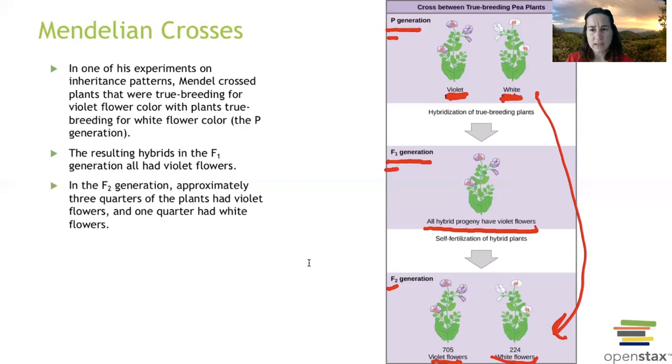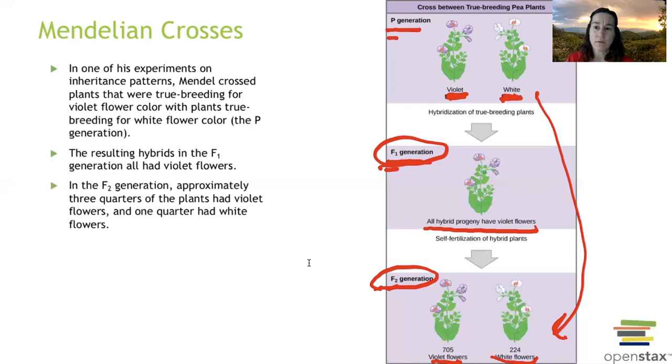So what does that tell us? That tells us that somehow that white trait was lurking in there, because the first generation F1s were all purple. But if we bred the F1s together and we ended up with the F2 generation, white shows up again. What's up with that? We've got to figure that out. So why is that happening?